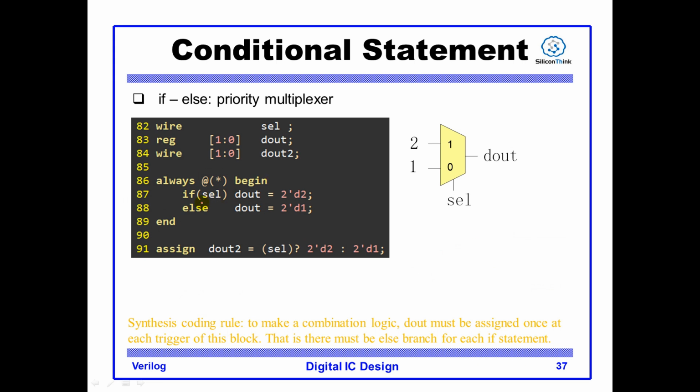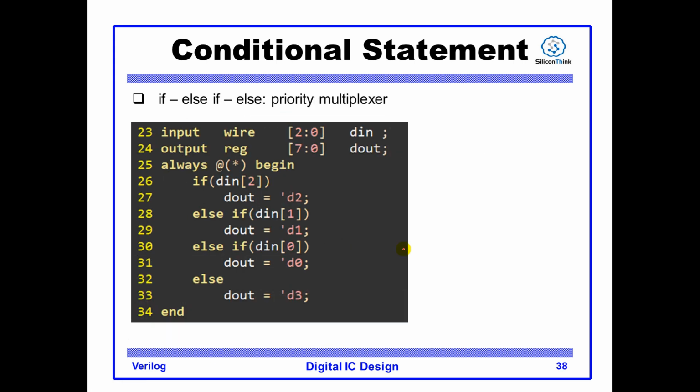And the if-else statement has priority. The upper statement has higher priority. This line has higher priority than this line. So you can pair it with else if, many else if, then followed by an else.